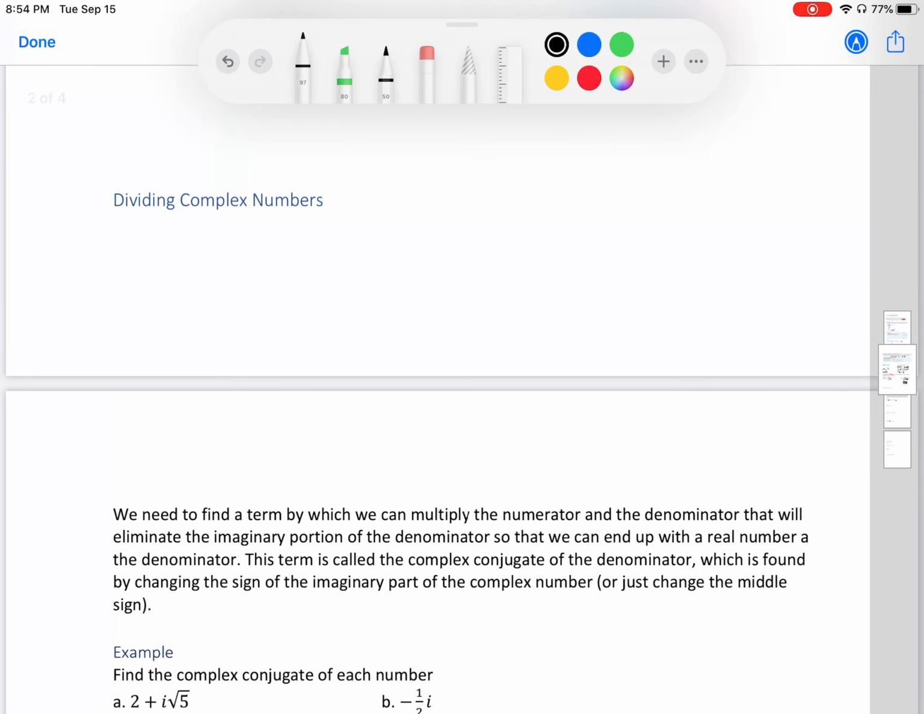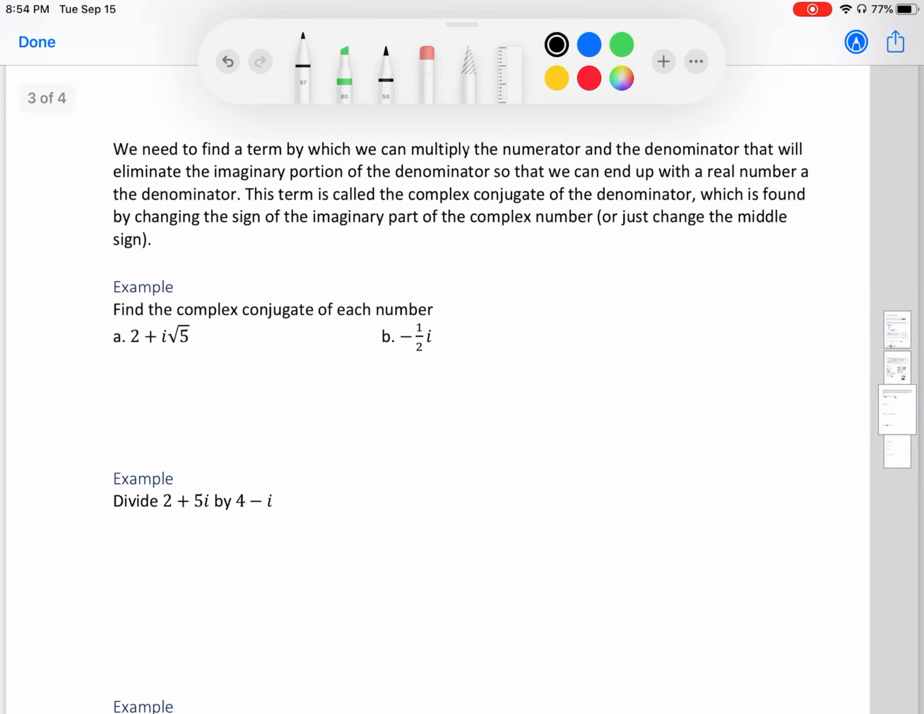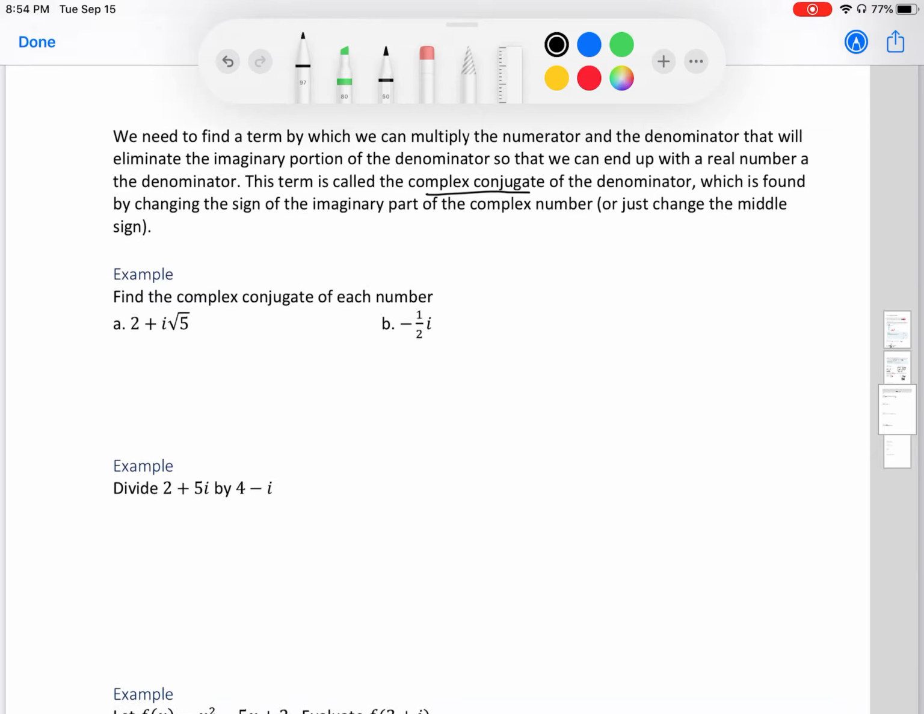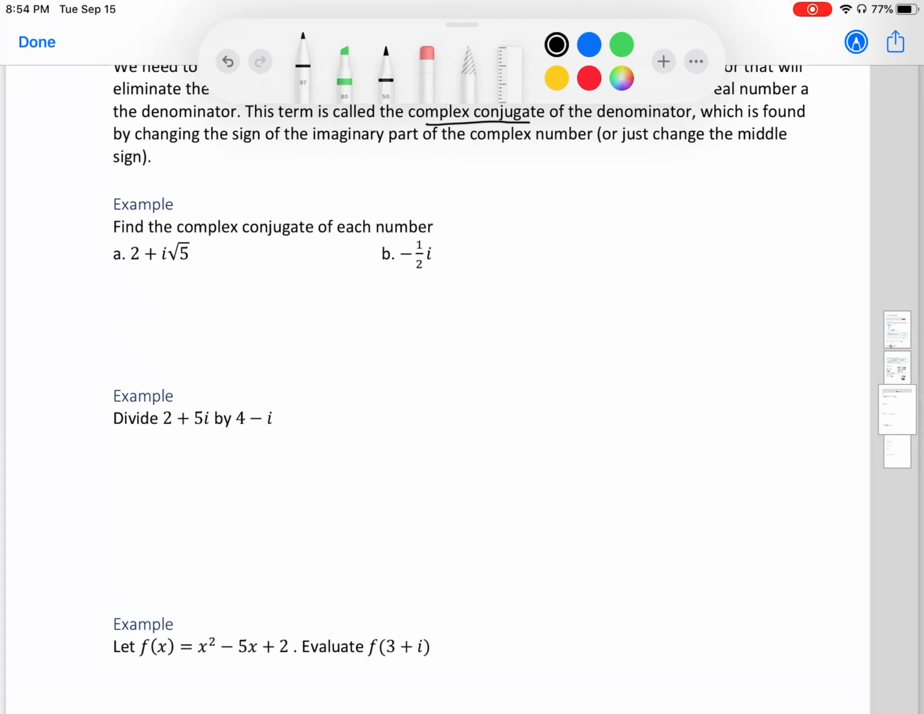Dividing complex numbers. We need to find a new term by which we can multiply the numerator and the denominator. That will eliminate the imaginary portion of the denominator so we can end up with a real number in the denominator. The term is called the complex conjugate of the denominator, which is found by changing the sign of the imaginary part of the complex number. Or, as I like to think of it, just changing that middle sign.